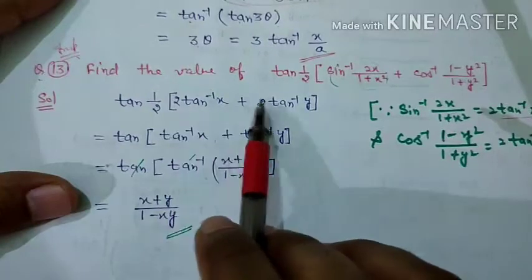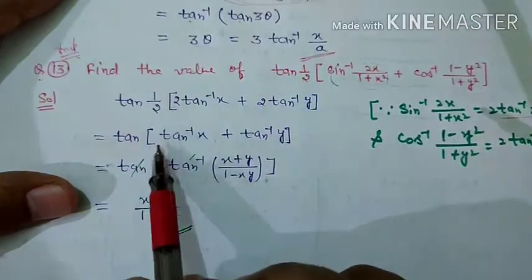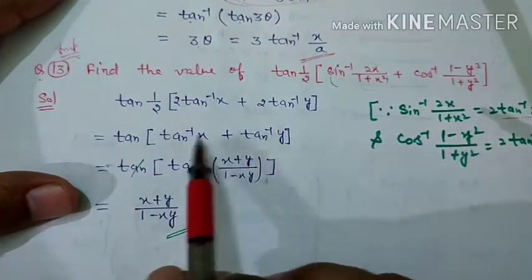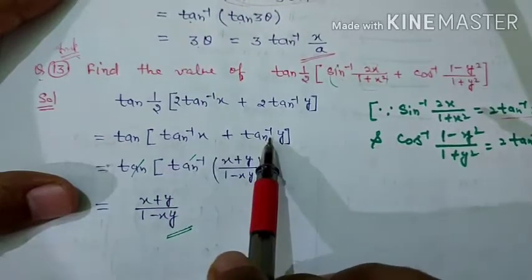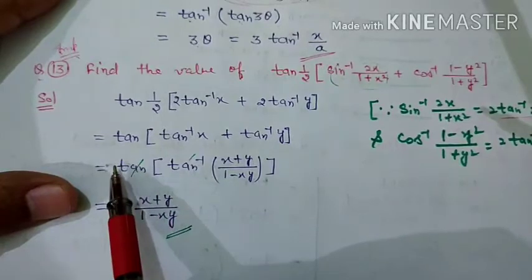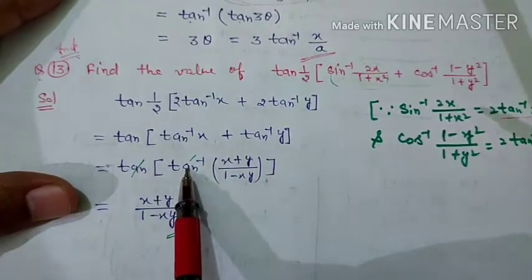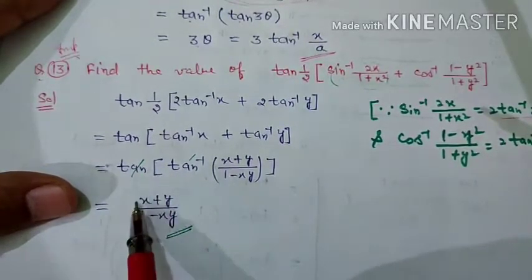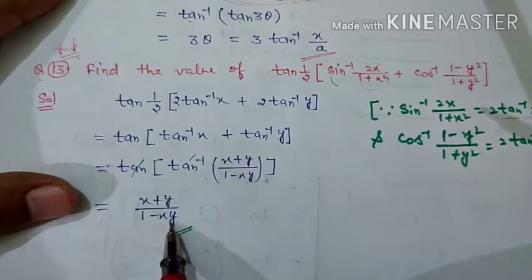Just take 2 common, we'll be getting tan⁻¹x + tan⁻¹y only. So for tan⁻¹x + tan⁻¹y, we know the formula: tan⁻¹((x+y)/(1−xy)). Now tan is already there and we have tan inverse, so it will be cancelled out. We'll be having only (x+y)/(1−xy).